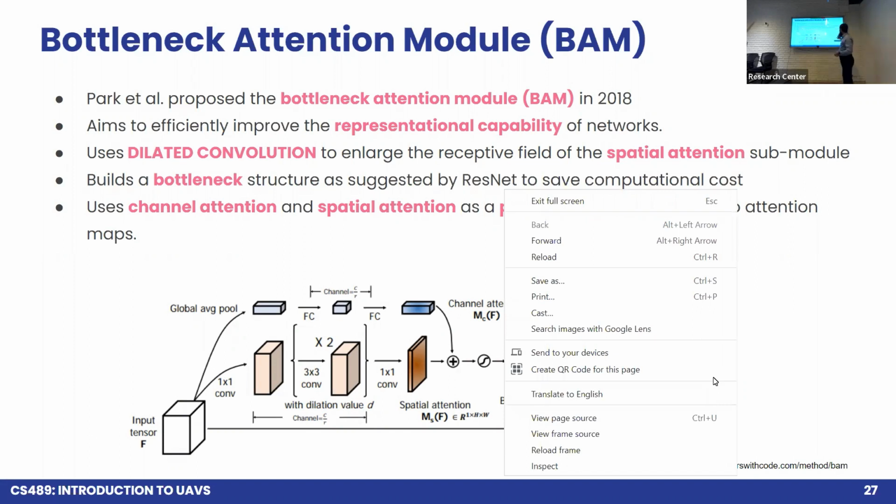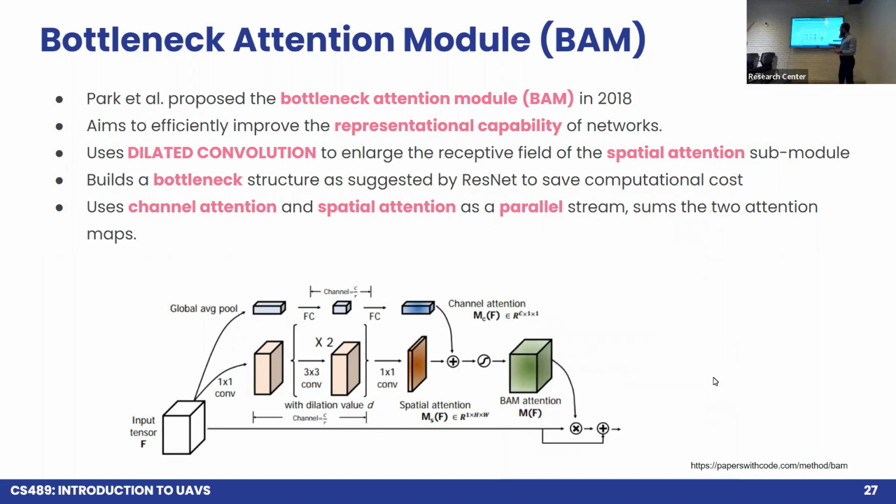And it builds a bottleneck structure as suggested by ResNet. It was applied in ResNet to save computational cost. And this model uses both channel and spatial attention in parallel. Here we have channel attention, and here we have spatial attention. In a very simple manner, we calculate a channel attention map and a spatial attention map. They will be summed together, and they apply sigmoid for non-linearity. They will create a global attention map, and then this global attention map will be multiplied by the original one. So it's basically the same concept.